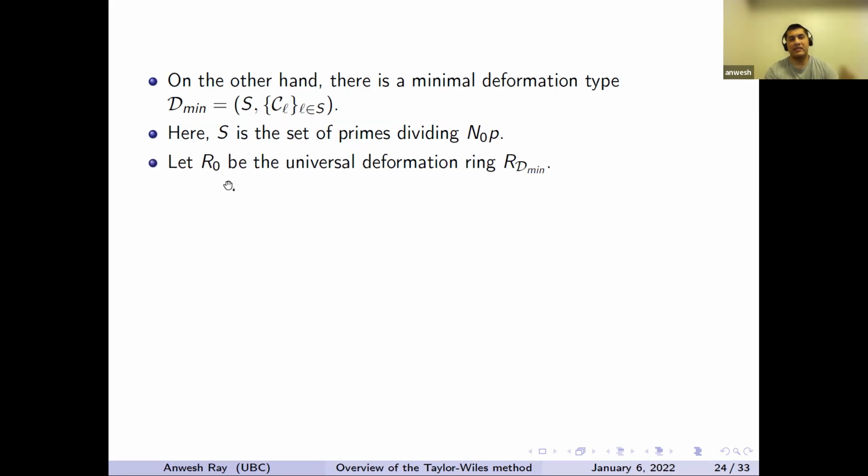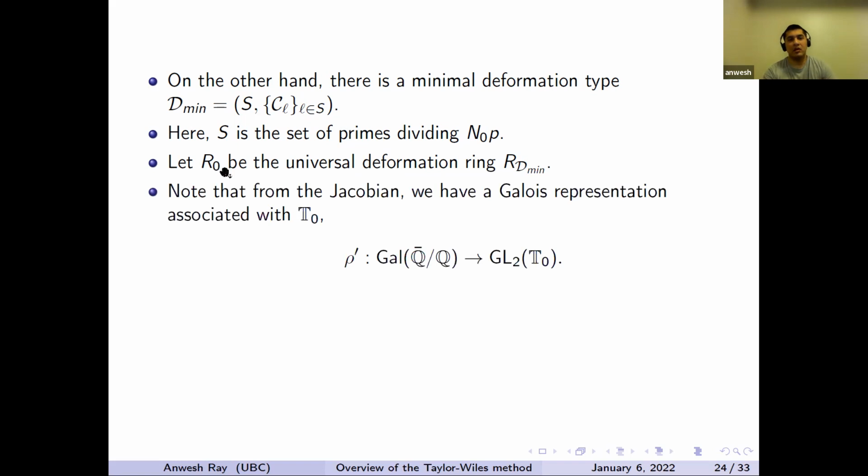The point here is that this R naught is the universal deformation ring associated to this deformation type. So what that means is that any other deformation satisfying all these conditions and unramified away from S comes from a specialization of R naught. So for example, we get one such representation coming from T naught. Going back to the construction of the Jacobian, T naught has its own Galois representation. Let's call that rho prime. This Galois representation is shown to satisfy all of these local conditions.